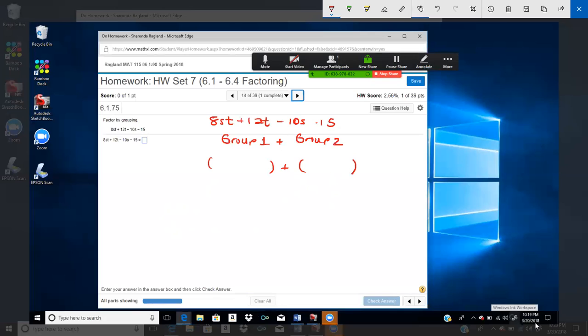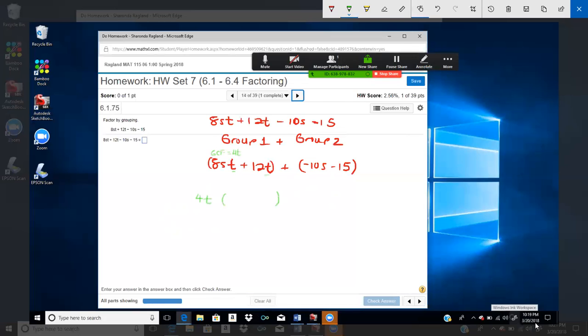Well, let's try putting the first 2 together and the second 2. I'm doing that for a purpose because I want you to be able to factor out a negative. So 8st plus 12t, and then we'll put negative 10s minus 15. All right, so let's factor each group. What can we pull out of the first group? What do they have in common? We know they have a t. Looking at the 8 and 12, what's the greatest common factor of 8 and 12? 4. So 4t. Good. Let's pull out 4t.